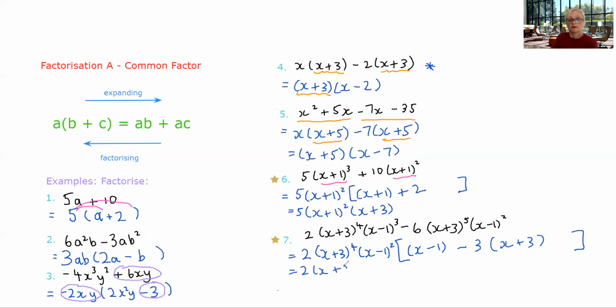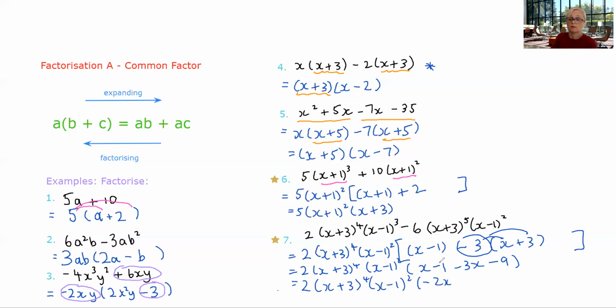Tidying up this bracket here, we need to be careful because we've got an x minus 1 and then we've got minus 3x minus 9, because we've really got a negative 3 out the front. So we get 2 times (x plus 3) to the 4th, (x minus 1) squared, and then we're going to get x minus 3x is negative 2x, negative 1 minus 9 is minus 10.